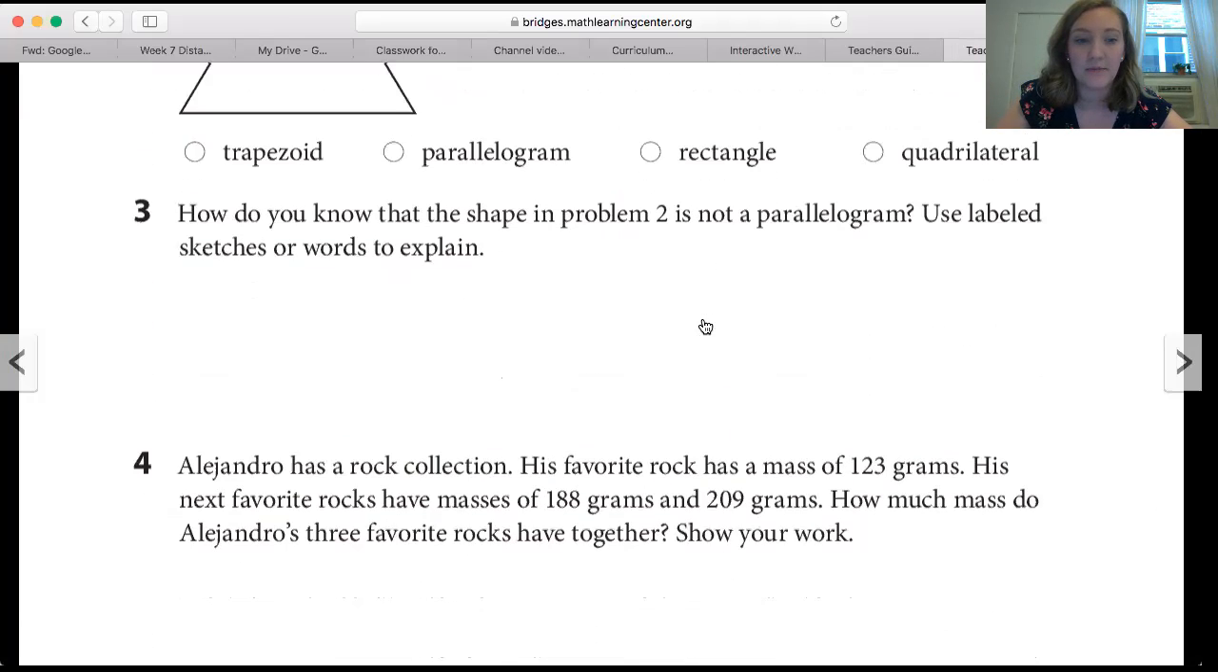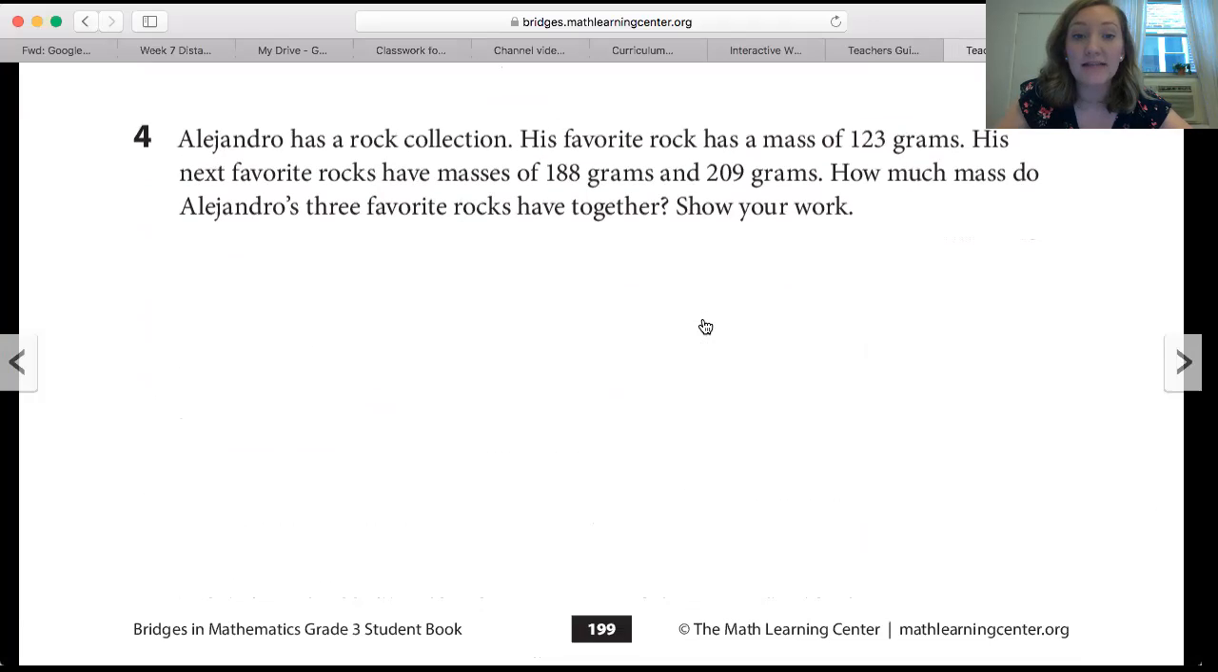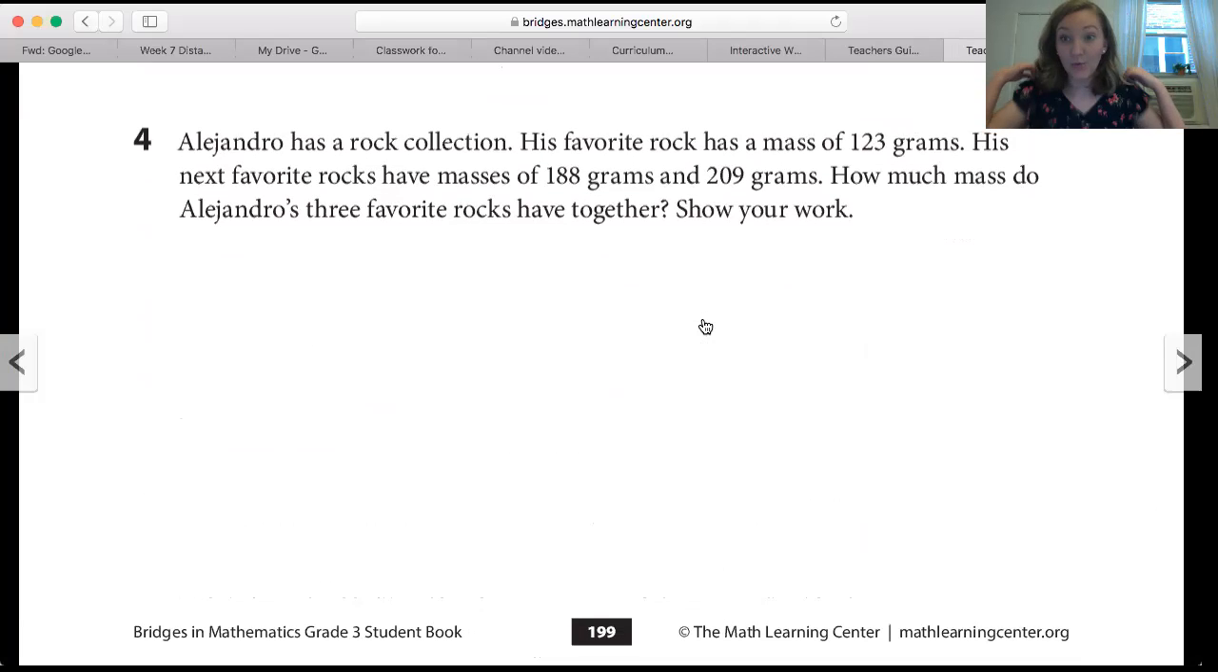Okay, moving on to number 4. Alejandro has a rock collection. Ooh, remember when we did rocks and minerals together? His favorite rock has a mass of 123 grams. His next favorite rocks have masses of 188 grams and 209 grams. How much mass do Alejandro's 3 favorite rocks have together? Show your work.